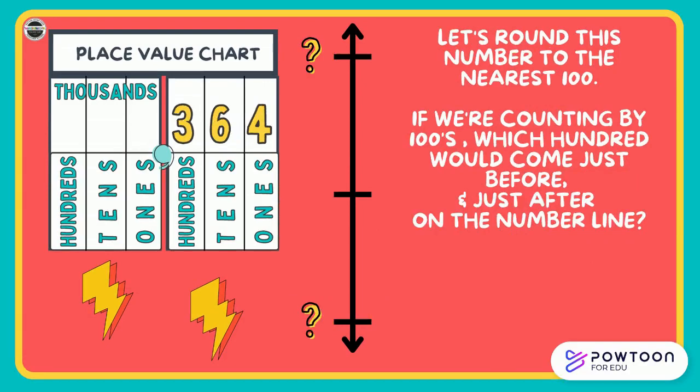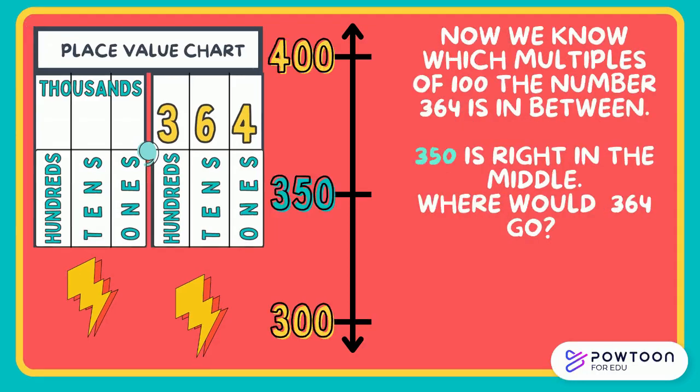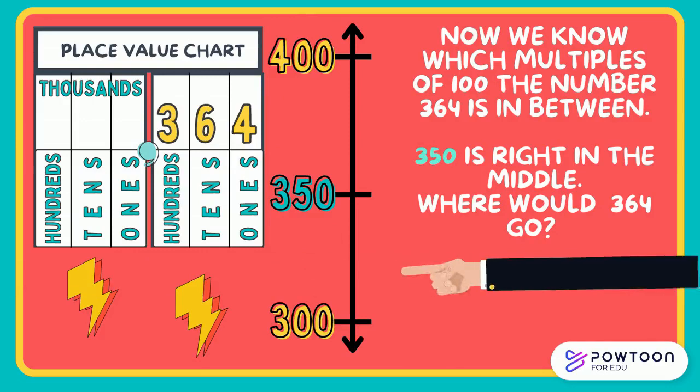Let's round this number to the nearest 100. If we are counting by hundreds, which 100 would come just before and just after on the number line? Pause the video and figure that out with your partner. Now we know which multiples of 100 the number 364 is in between. Down below it on the number line, we see 300. Up above it, we see 400. Right there in the middle, we see 350. So where would 364 go? Point to it on the number line.